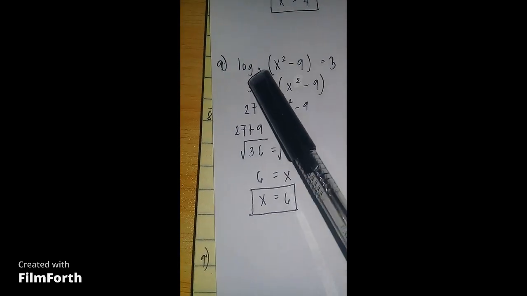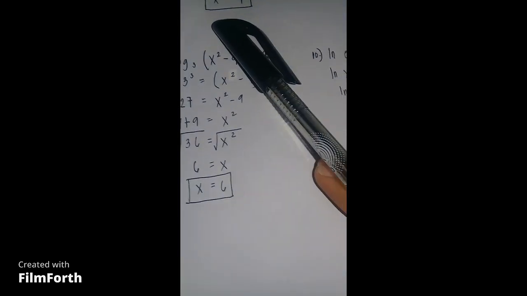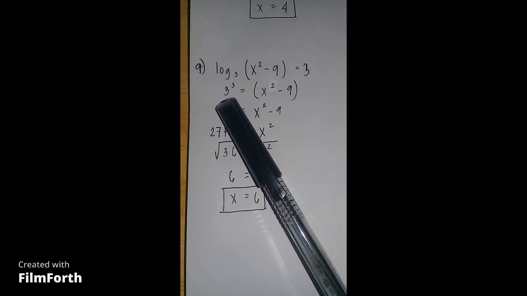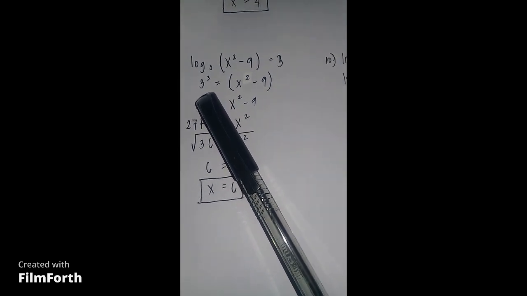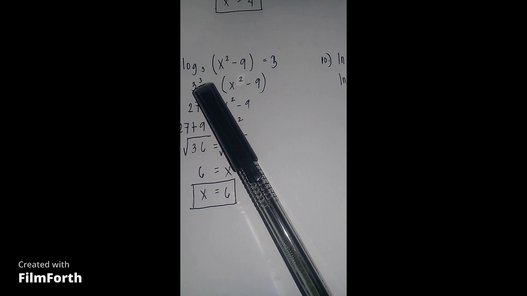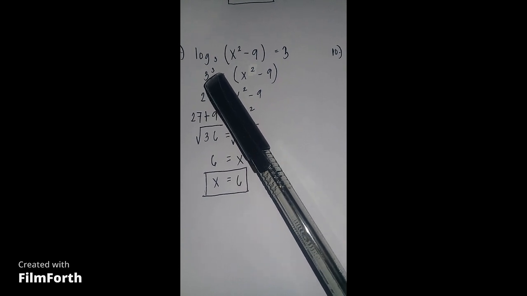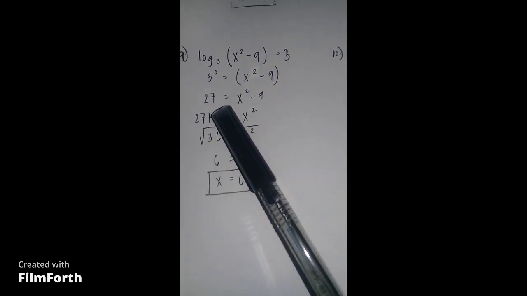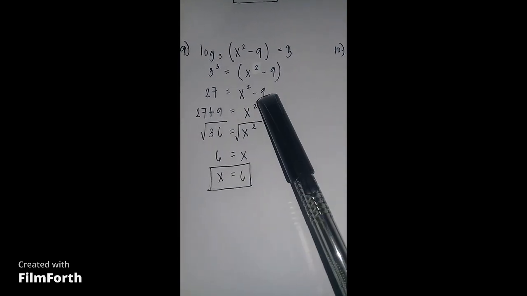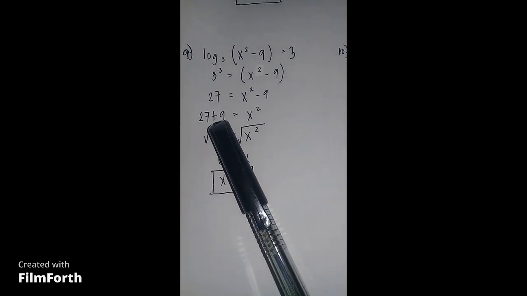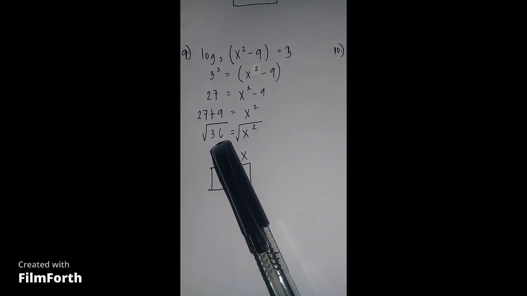So number 9, log base 3 of the quantity x squared minus 9 equals 3. So copy the 3 here and 3 here. So that must be 3 raised to 3 equals, copy the quantity x squared minus 9. So 3 raised to 3 is 27 equals x squared minus 9. So copy the 27 and the negative 9 transposed to the right must be positive 9 equals x squared. So 27 plus 9 is 36.